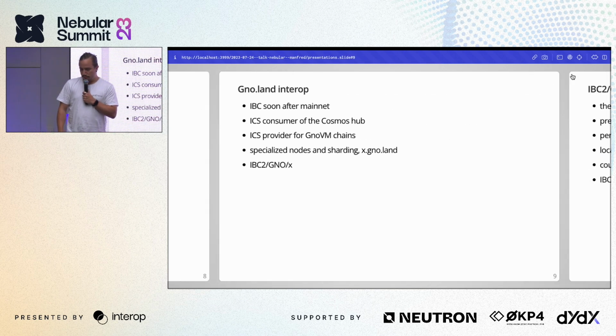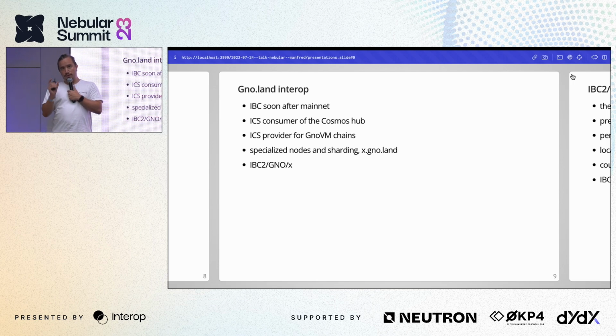In terms of interop, just after the mainnet, we release the IBC driver, so we can connect Gnoland to existing Cosmos chains. We want to have Gnoland being an ICS consumer of the Cosmos Hub, and Gnoland will be an ICS producer for GnoVM-based chains. So a chain running GnoVM can be secured by Gnoland and can receive all the contracts developed on Gnoland.